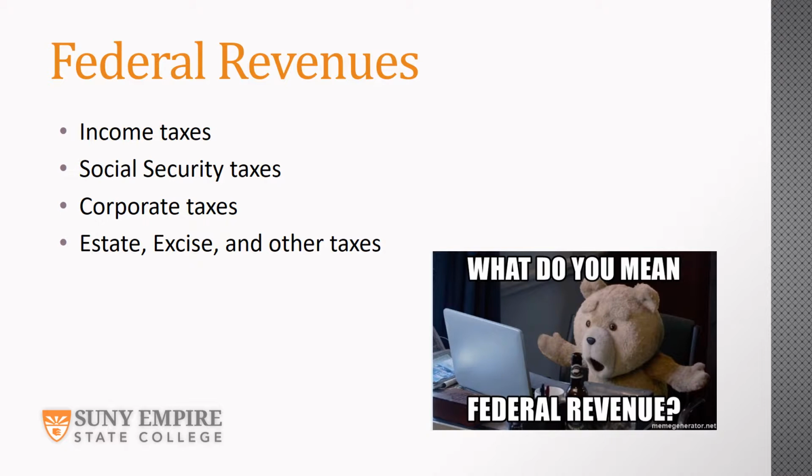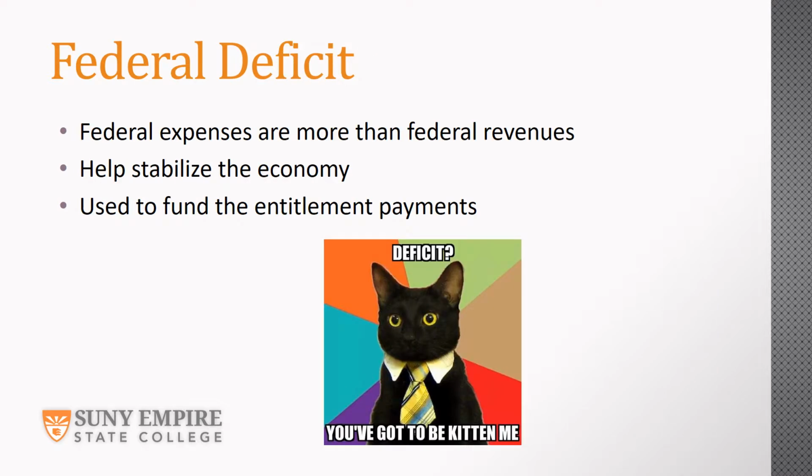Through taxes. Federal revenues come from income taxes, Social Security taxes, corporate taxes, as well as estate, excise, and other taxes. Note that Social Security taxes do not go into the general income for the government. Instead, it is used solely to fund various entitlement programs. A federal deficit occurs any time when federal expenses are more than federal revenues.